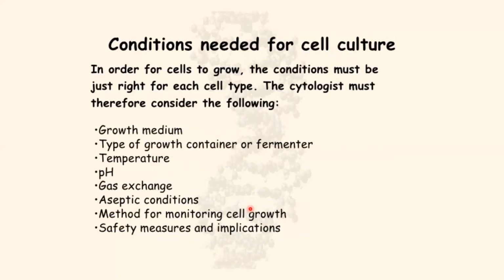What are the important conditions needed for cell culture? As we discussed already in detail in plant tissue culture, the growth medium is very important. Growth medium contains the carbon source. Growth medium contains the macronutrients, the micronutrients, the growth factors, the growth enhancers. All these things are in the growth medium. And the type of the growth container and the fermenter, if you are going for a fermentation process or you're going for a normal batch culture, is also very important. Temperature, because you always have to go to the optimum temperature, the optimum pH, the gaseous exchange.